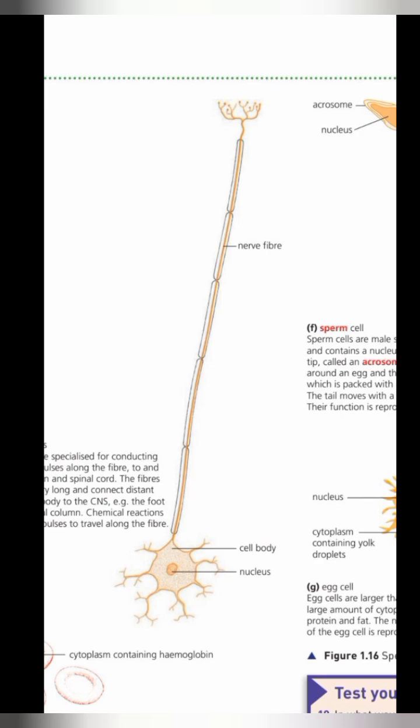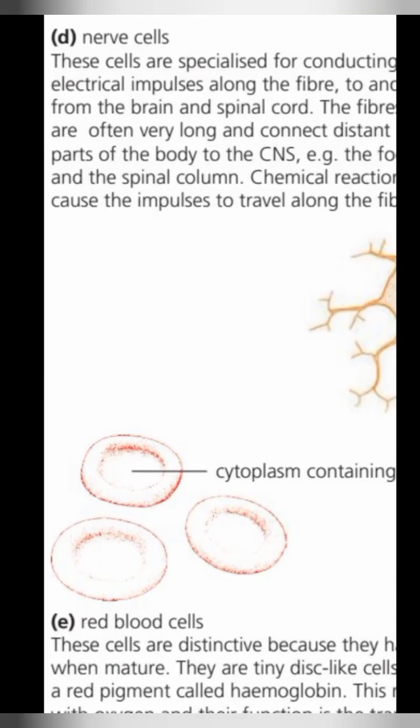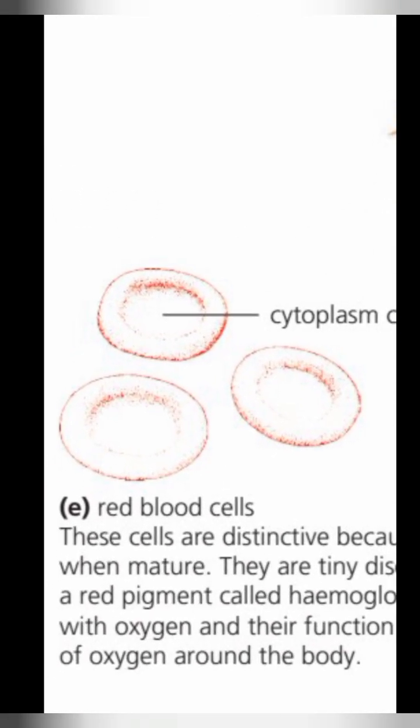Now we discuss the RBCs, or red blood cells. Red blood cells are found in the blood. They transport oxygen from the lungs to all parts of the body. So this is the function of the red blood cells. Now we discuss its adaptations, or the structure related to its function. It is biconcave in shape. This is the biconcave shape.